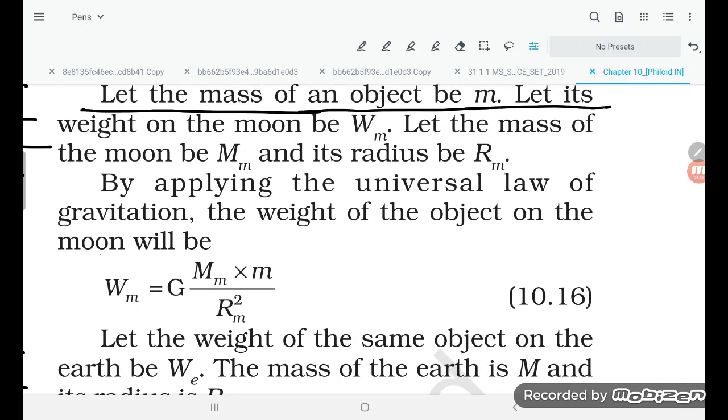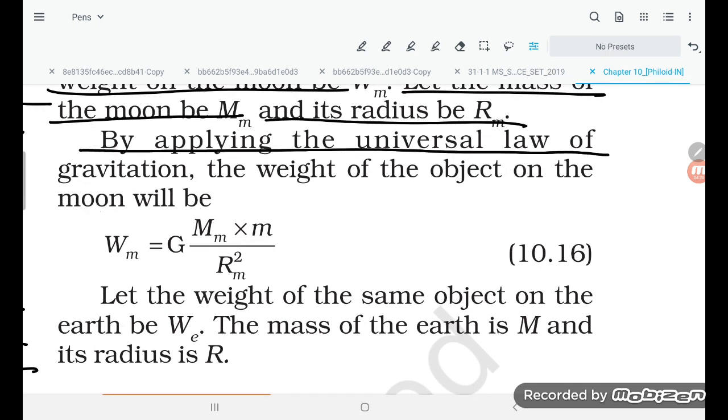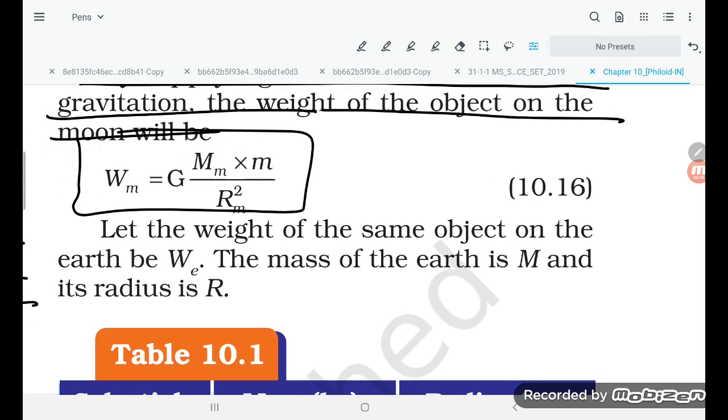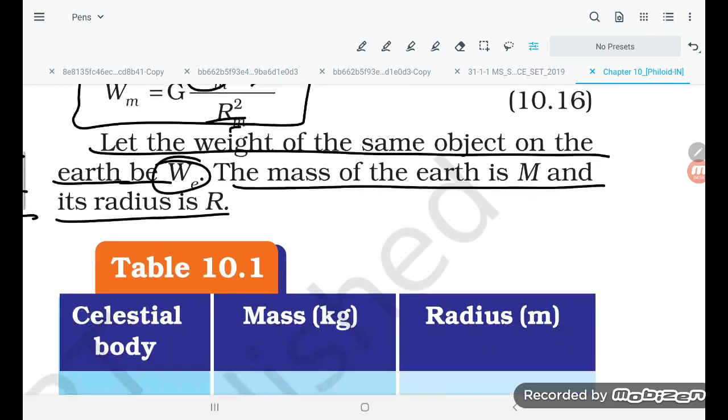Let the mass of an object be m. Let its weight on the moon be Wm. Let the mass of the moon be Mm and its radius be Rm. By applying the universal law of gravitation, the weight of the object on the moon will be Wm is equal to G Mm m divided by Rm squared. Let the weight of the same object on the earth be We. The mass of the earth is capital M and the radius is R. This is the mass of the moon, the mass of the object, and this is the radius of the moon.